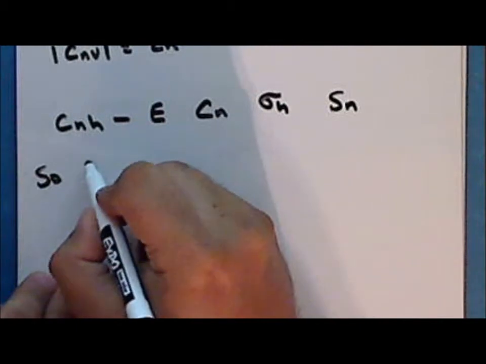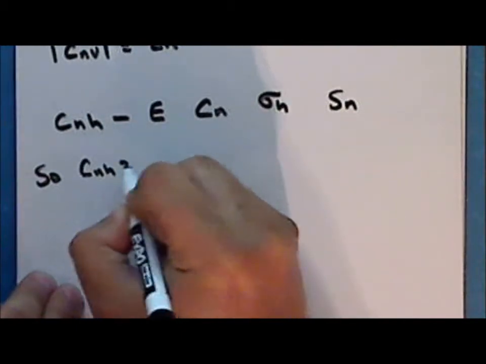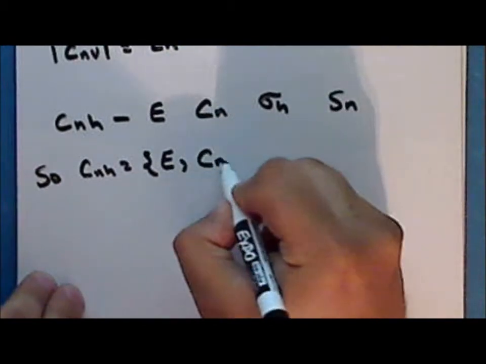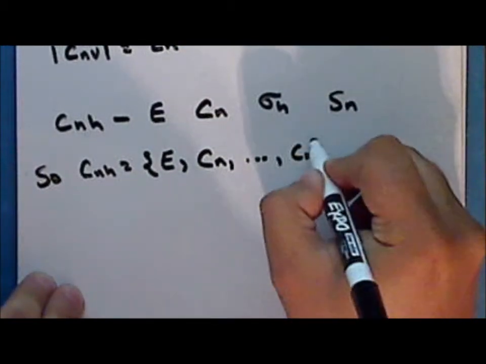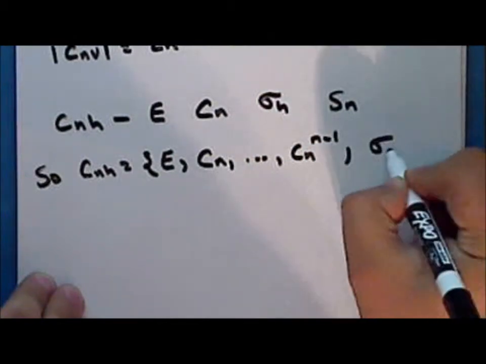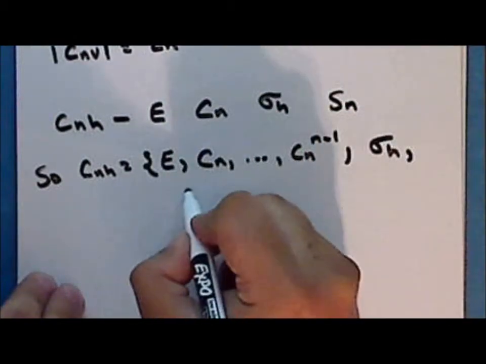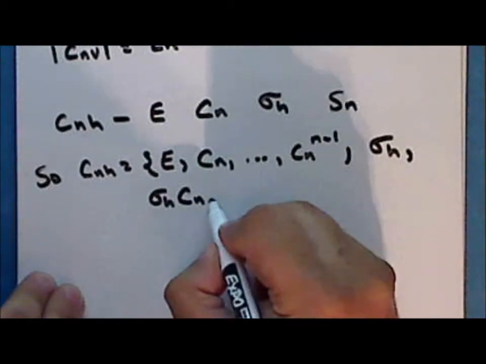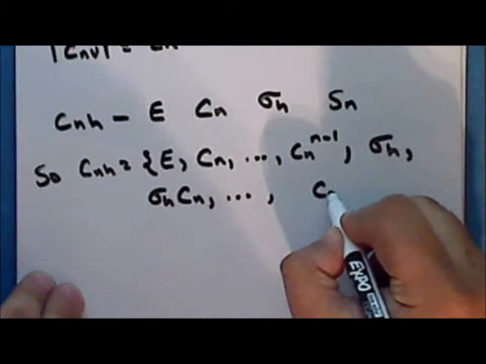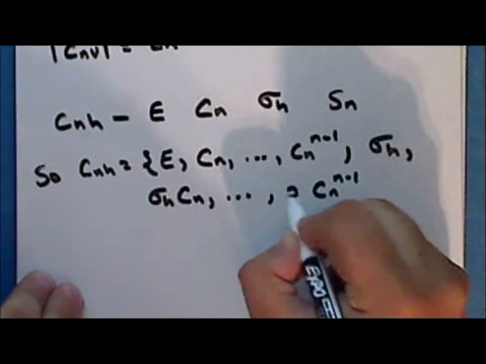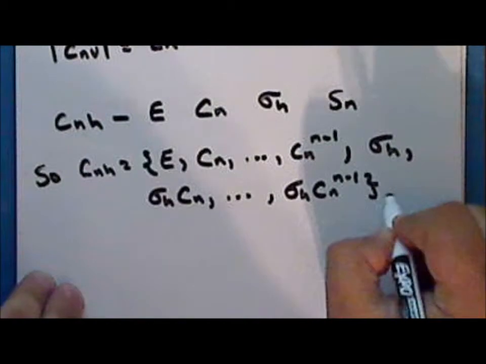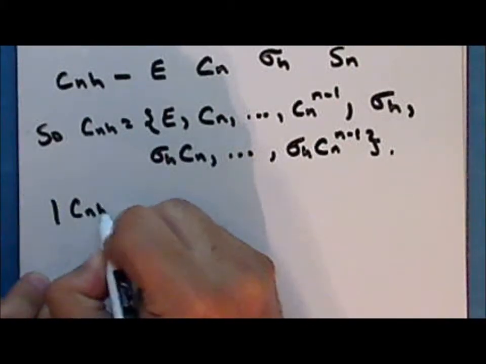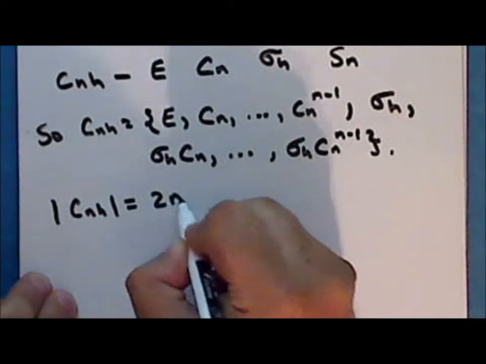And so the group C_nh has the following unique elements: an identity, C_n through C_n to the power of n minus 1, reflection through a horizontal plane, C_n followed by reflection through the horizontal plane, and so on through C_n to the power of n minus 1, followed by reflection through the horizontal plane. And so the order of the C_nh point group is 2 times n.